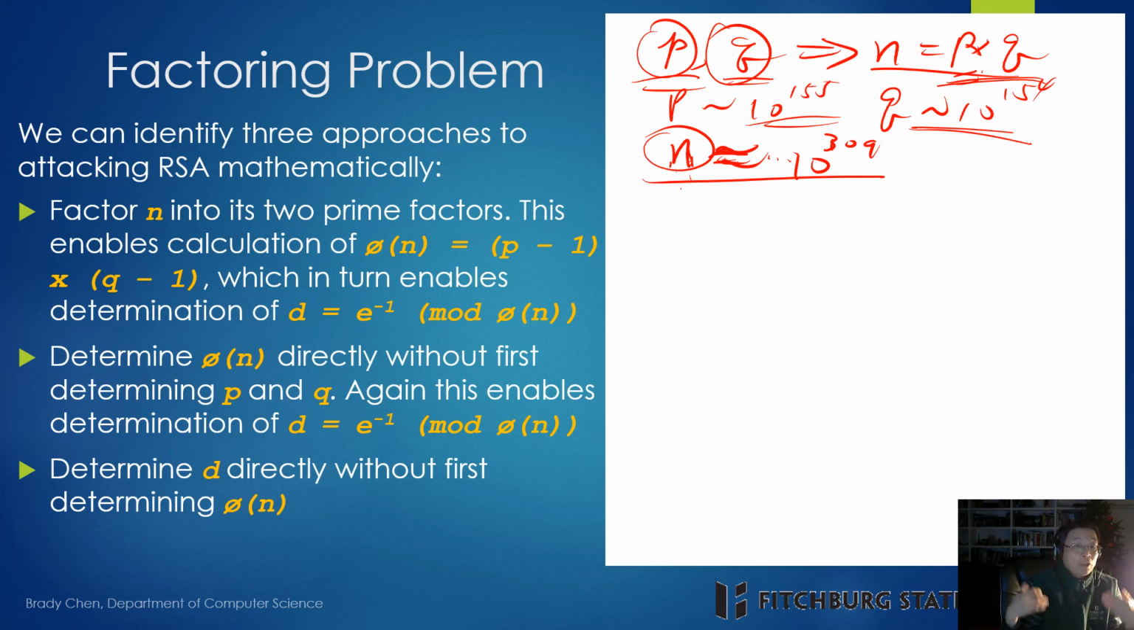To factor n using the traditional approach, you have to start from the number 2, 3, 4, 5, and divide n by 2, by 3, by 4, by 5, and you can divide all the way to half of n. So to find the factors, it may take more than 10 to the 80 years. That's computationally infeasible to do.